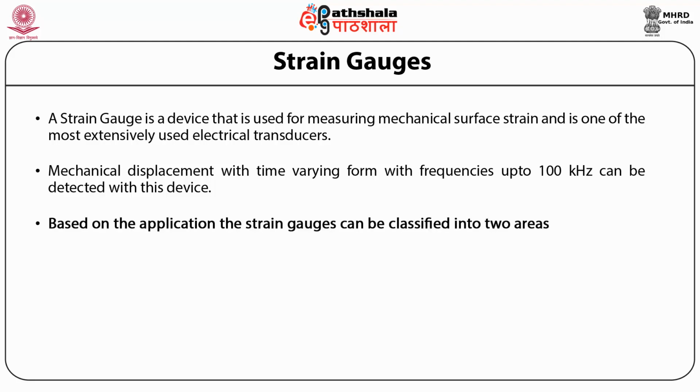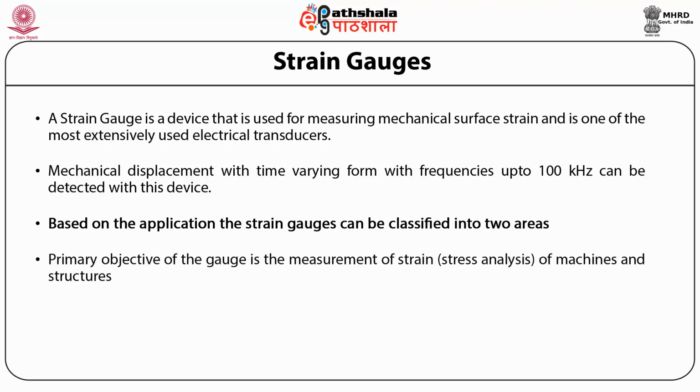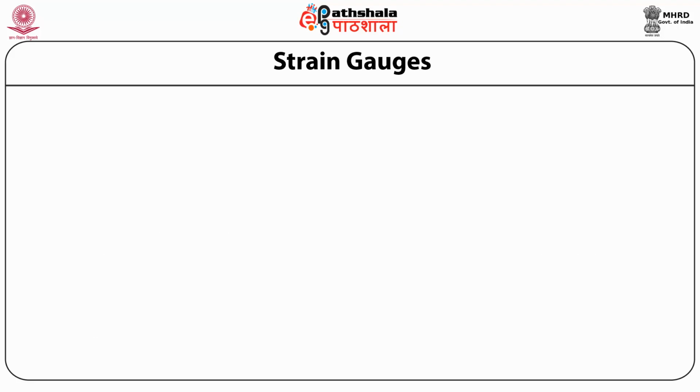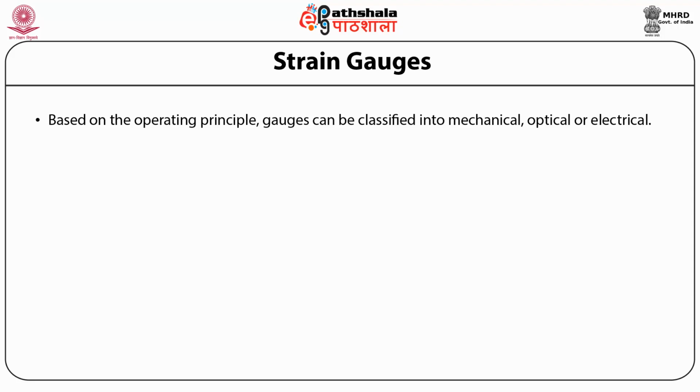Based on the application, strain gauges can be classified into two areas. First, the primary objective of the gauge is measurement of strain of machines and structures. Second, the measurement of strain due to other parameters such as load, pressure, acceleration, and other force associated variables. Based on the operating principle, gauges can be classified into mechanical, optical, and electrical.